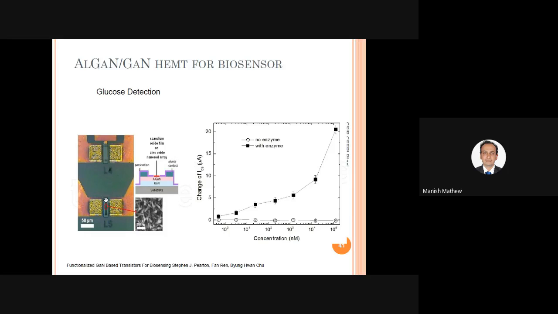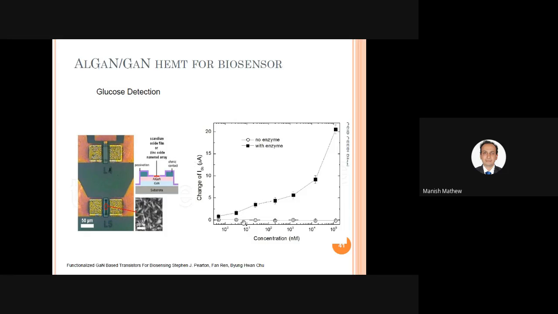And on this film, what we do is we pour this enzyme. The enzyme can be for glucose detection. So there will be an enzyme. You take blood out of your body, put it here, then apply a voltage and see the current. So if you look here, there's a change in current.